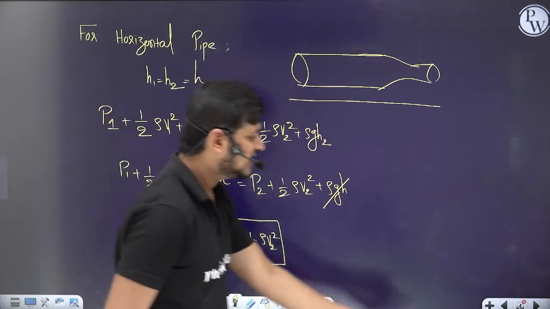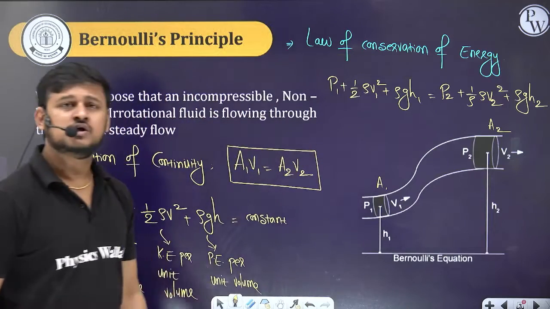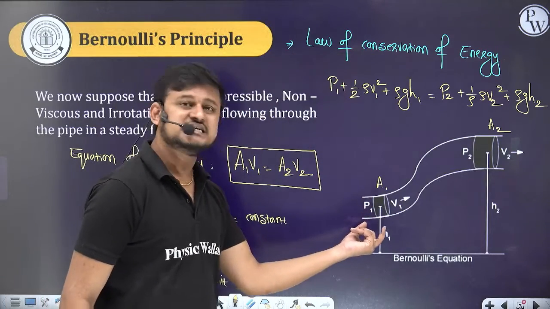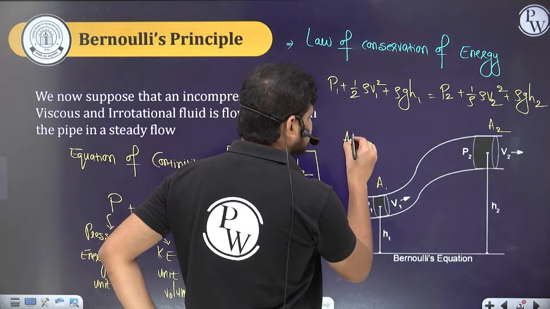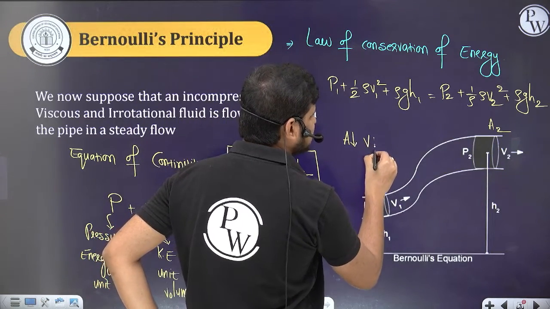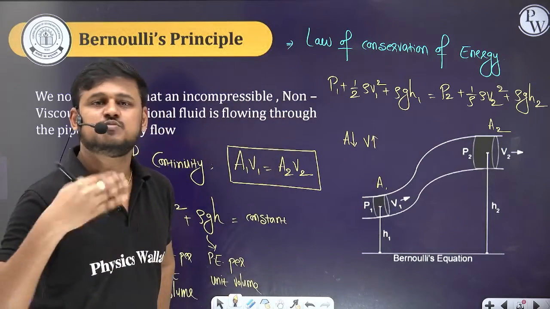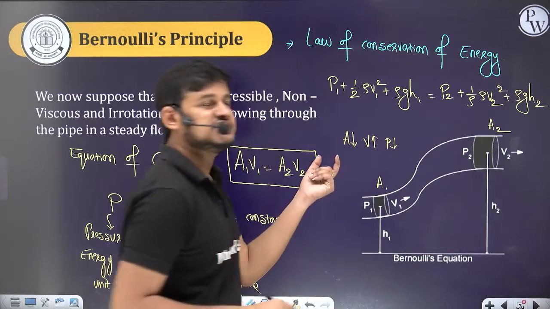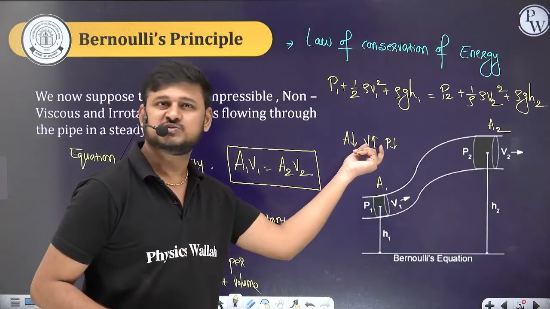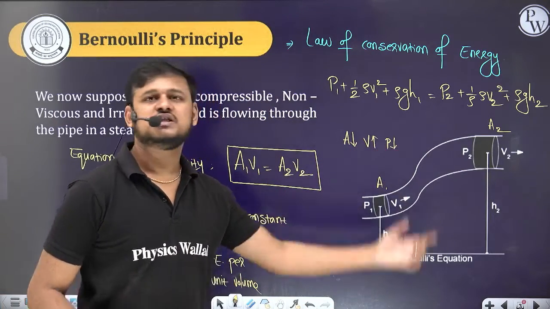Okay, clear, guys? And one more thing that you have to remember: wherever the cross sectional area is less, the velocity is more. If the velocity is more, the pressure will be less. Remember this point always. If the cross sectional area is less, the velocity is more. If the velocity is more, the pressure will be less.